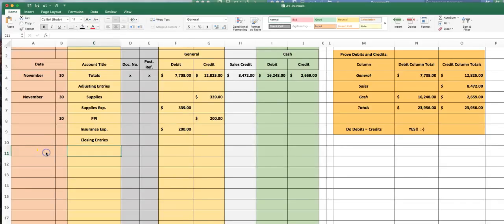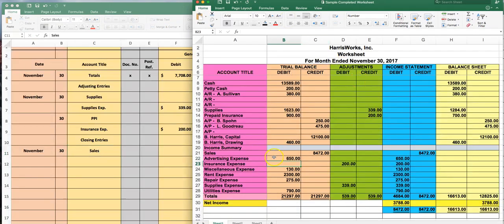So closing entries, again, we'll put the same date in here, November 30th. The number will be sales. Now, we're going to go back to our worksheet for a second. Let's bring that up. Our total amount of sales was $8,472. That's a total number of sales. That's how much in sales we accumulated over the course of the month.